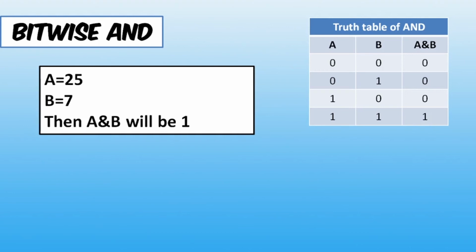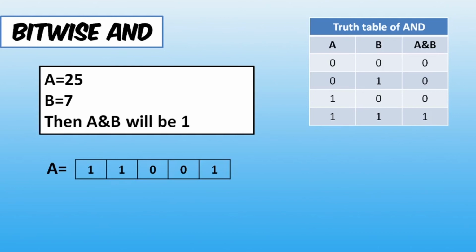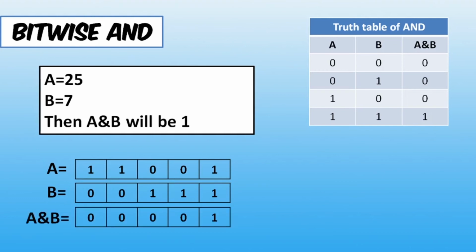This bitwise AND will first convert the values of a and b to their respective binary bits, that is a equals 11001 and b equals 00111. And now this will perform logical AND between each bit, and the result will be 00001, which is equivalent to 1. So we can demonstrate this too.